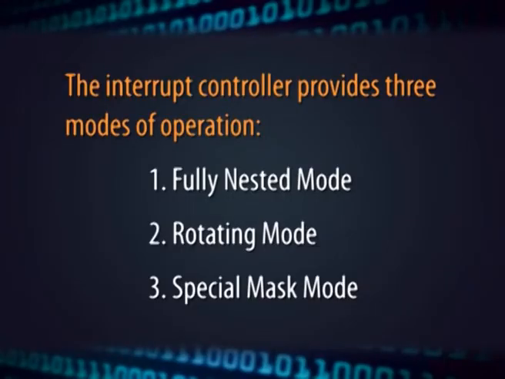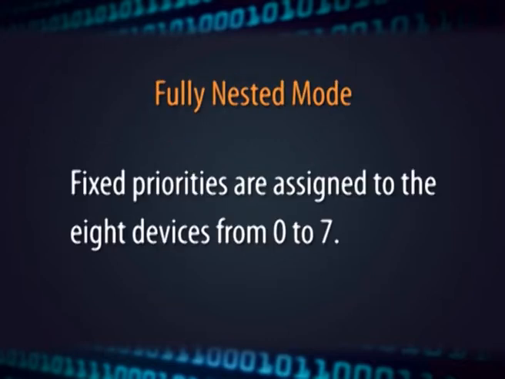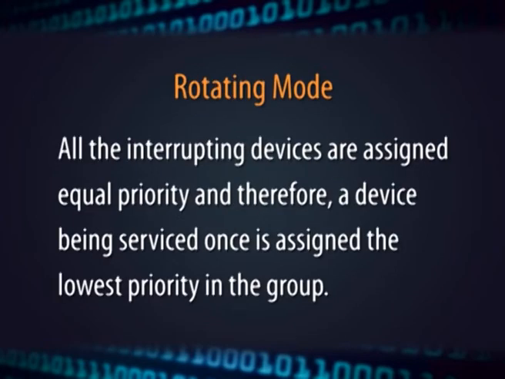The interrupt controller provides 3 modes of operation. The first mode of operation is fully nested. In a fully nested mode, fixed priorities are assigned to the 8 devices from 0 to 7. In a rotating mode, which is the second mode of operation, all the interrupt devices are assigned equal priority, and therefore, a device being serviced once is assigned the lowest priority in the group.